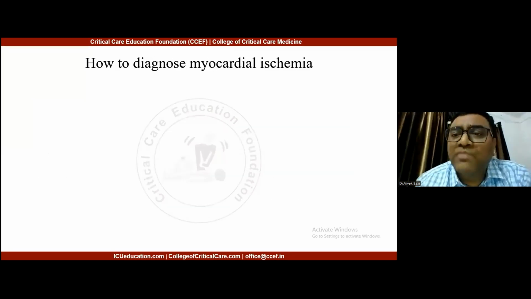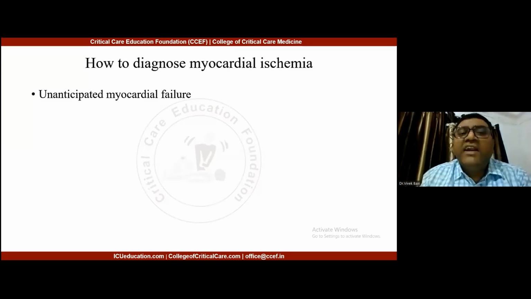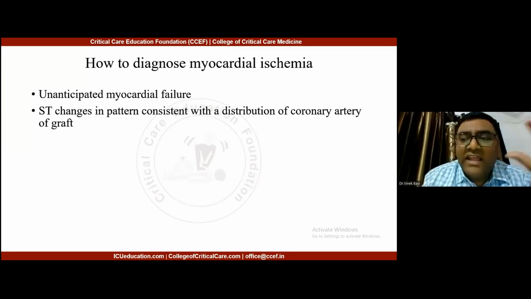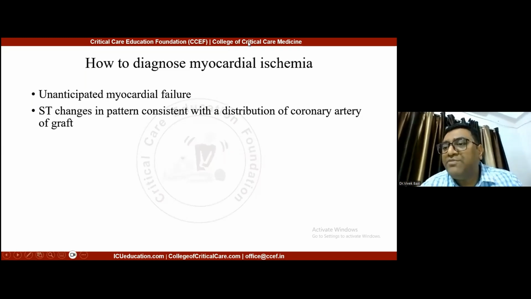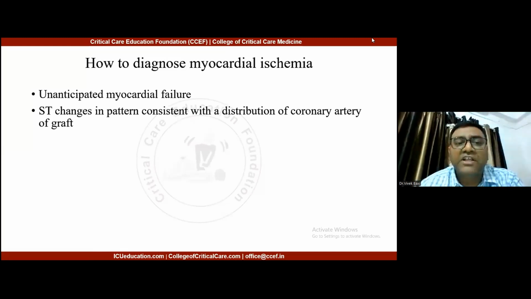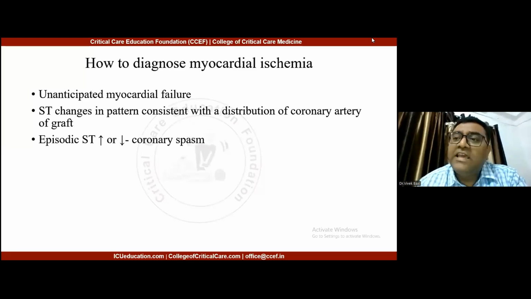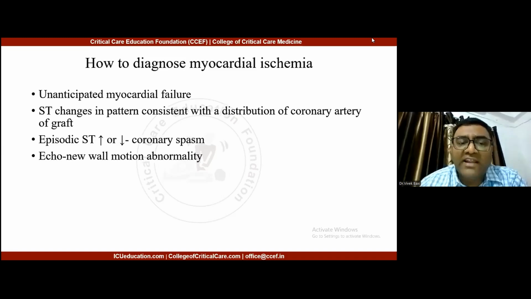So you need to be very careful while you are suspecting myocardial ischemia infarction in such patients. So how to diagnose myocardial ischemia? Any unanticipated myocardial failure, any ST changes in a pattern consistent with the distribution of the coronary artery graft. If the RCA graft has been done, you need to see the changes in ECG leads 2, 3, aVF. If there is ST elevation or ST depression, you need to be very careful with the particular graft, the distribution of the coronary artery graft. Any episodic ST elevation or depression is highly indicative, and the possibility of coronary spasm is very high in such patients.